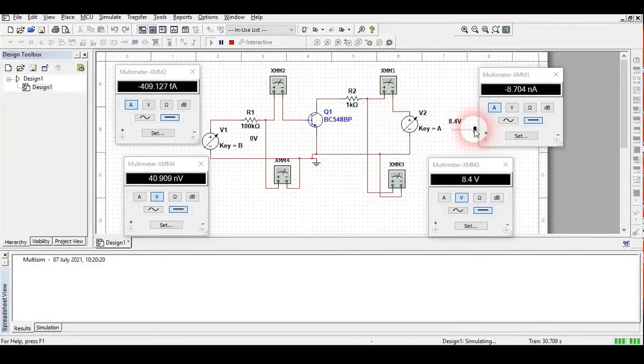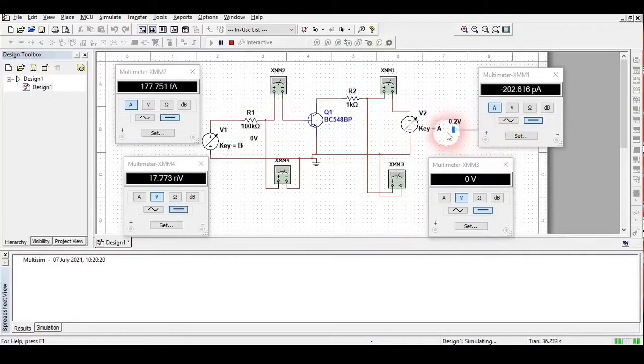So for that, firstly I am going to make this 0 volt. Okay, this is also 0 volt. So firstly, I am going to see at which voltage of this V1 this current IB is going to become 10 microampere. Okay, so I will increase this voltage.